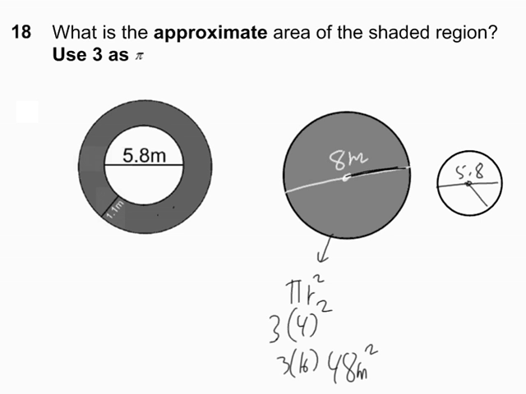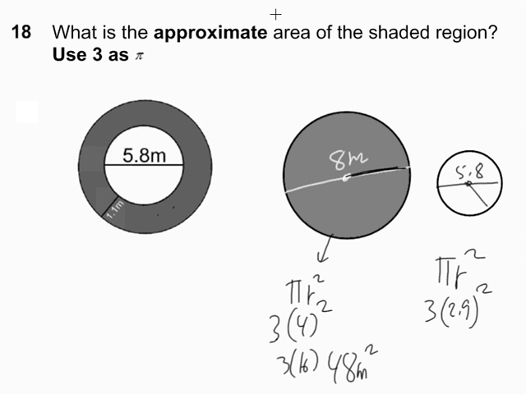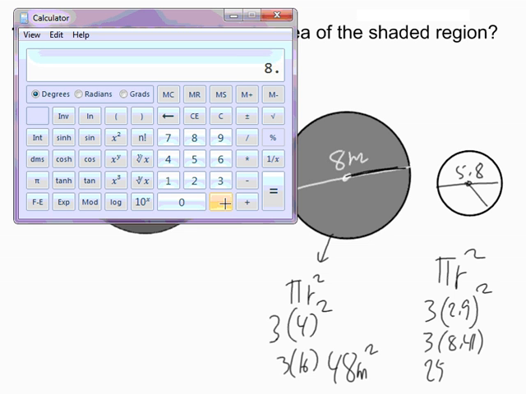This one is pi r squared, but it's 3 multiplied by the radius, which is going to be 2.9, which is half the diameter, squared. Take my calculator because I don't know my 2.9 tables. 2.9 squared, 8.41. And 8.41 multiplied by 3 is going to be 25. Oh, I better get my calculator. I can't think on the spot like this. 8.41 multiplied by the approximate pi is 25.23.